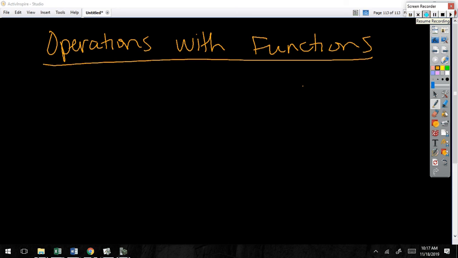All right. Operations with functions. This will be one of the easier ones that we do. We may go ahead and do compositions.